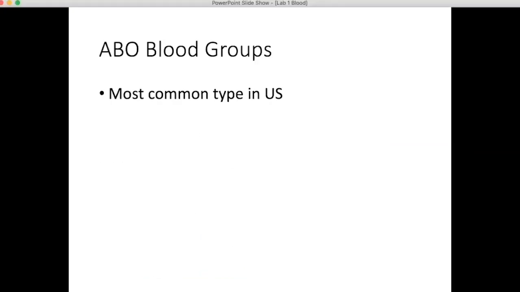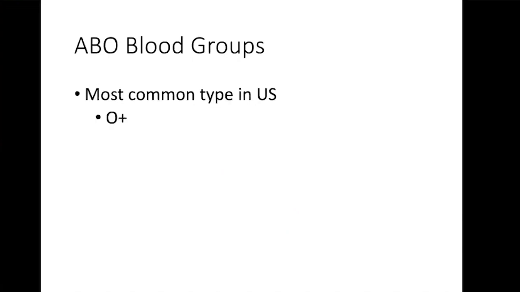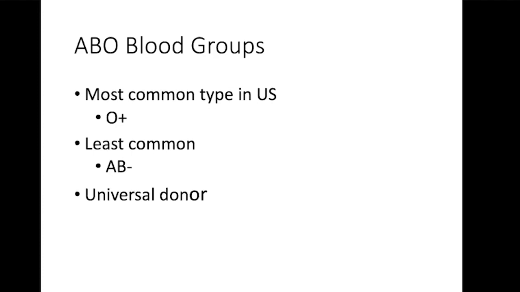The most common blood type in the US is O positive, and the least common is AB negative. The universal donor blood type will be a blood type that can be given to all of the different blood types. The universal donor is O negative. This is because they have no antigens. A antigens and B antigens, as well as Rh factor, are all absent.